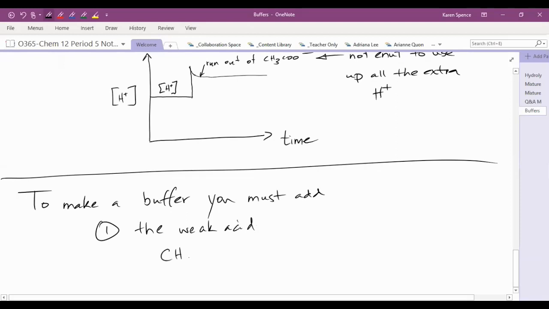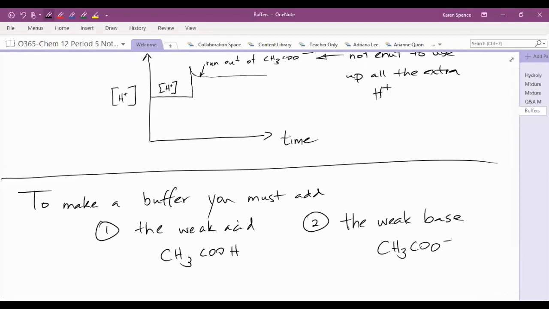So that would be our CH3COOH molecules. So we would have a lot of that CH3COOH. And the second thing you need to do is you need to add the weak base. Okay? And in this case, that would be CH3COO minus. So you have to add them from separate containers. You'd take a container that has your acetic acid, throw it in. You'd take a container that has your weak base, the CH3COO minus, and you'd throw it in.